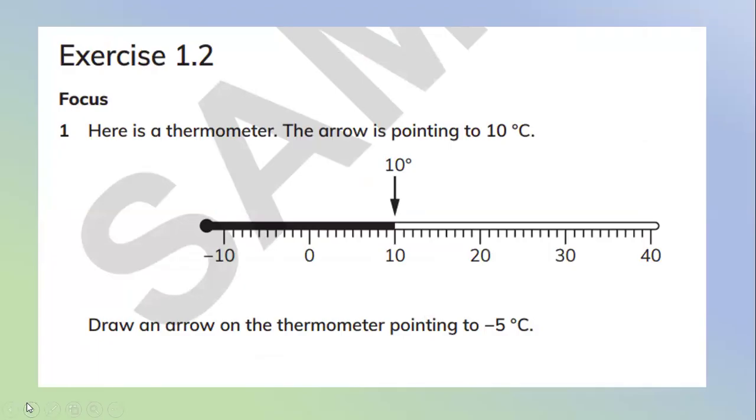Exercise 1.2, number 1. Here is a thermometer. The arrow is pointing at 10 degrees Celsius. So draw an arrow on the thermometer pointing to -5 degrees Celsius. -5 degrees Celsius is to the left of 0, 5 units. Okay, these scales are between 0 and 10, there are 10 parts, so each unit is 1. So -5 is 1, 2, 3, 4, 5. Here is -5 degrees Celsius.